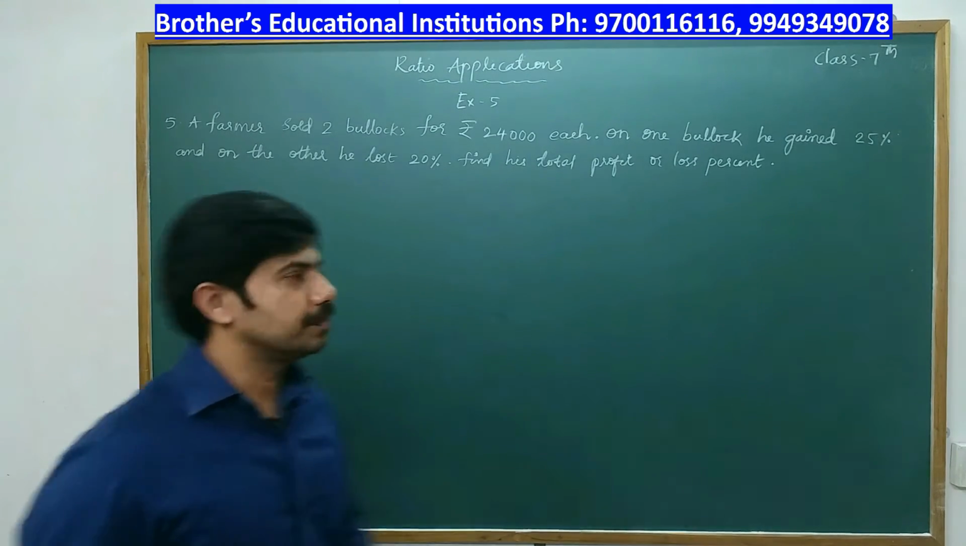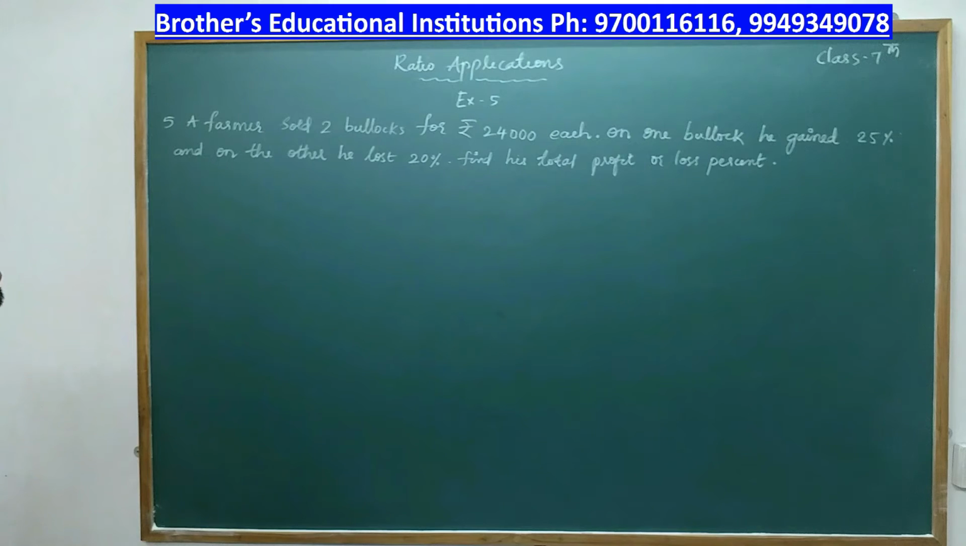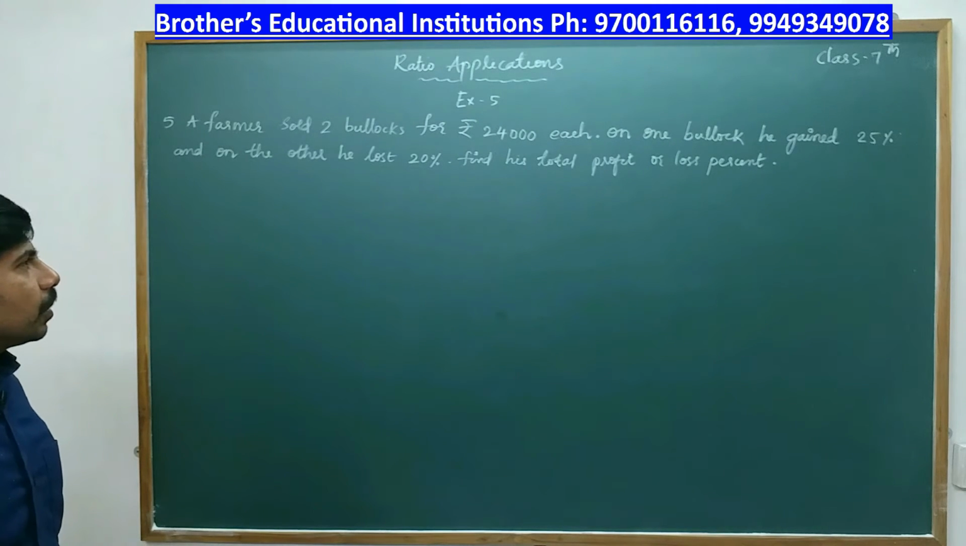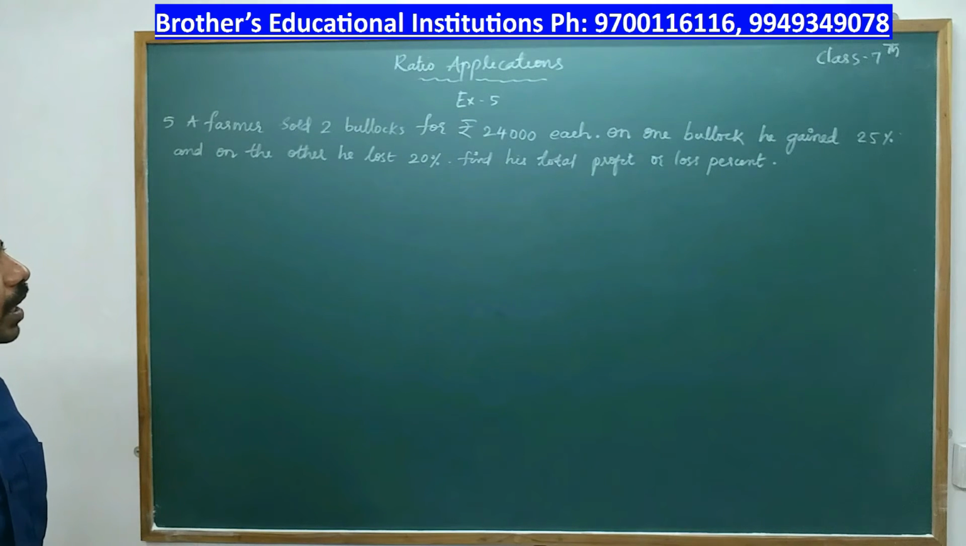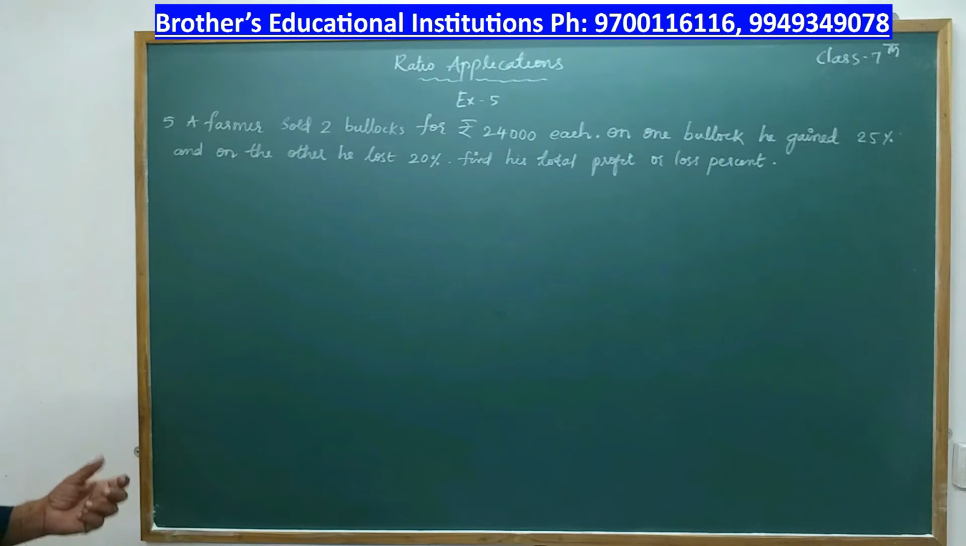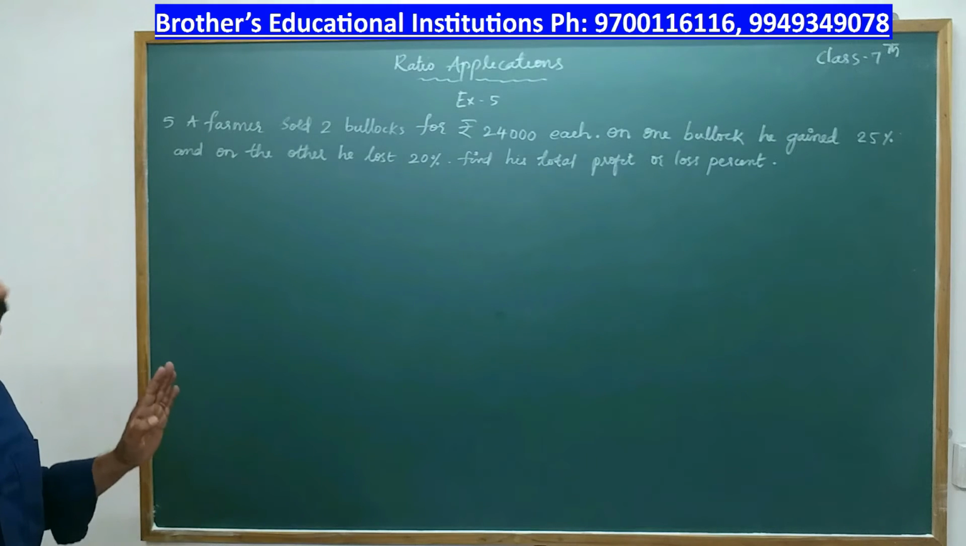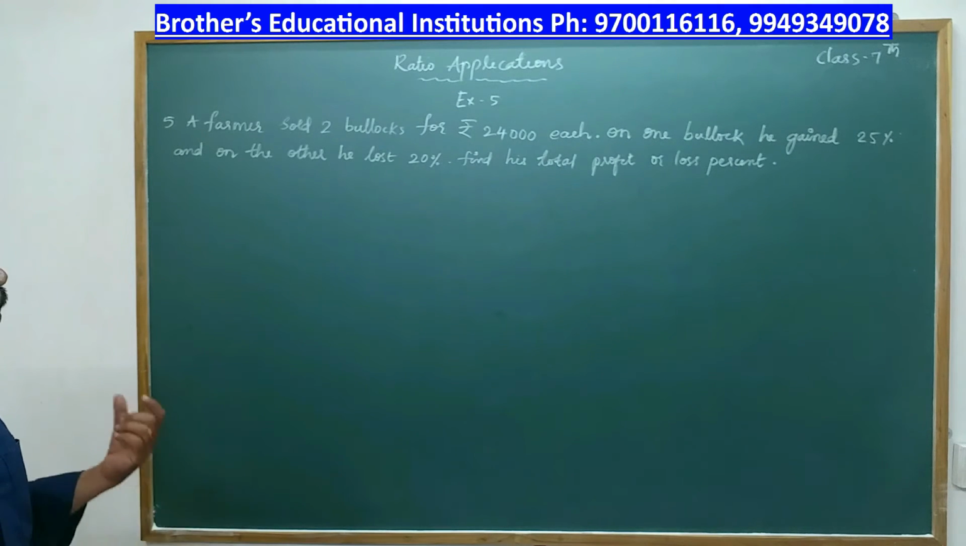Next problem. A farmer sold 2 bullocks for rupees 24,000 each. On one bullock he gained 25% and on the other he lost 20%. Find the total profit or loss percent. So here a farmer sold 2 bullocks at 24,000 each. On one he gained and on the other he lost.